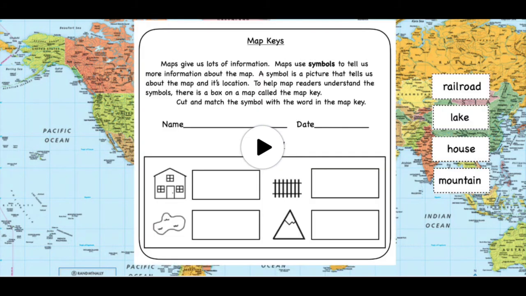On the second page, you have more information about map keys. If you press play, you're going to hear Miss Lime read this to you. It's all about map symbols and keys. Then we have 4 symbols right here that would be part of a map key. We need your help labeling them. Would it make sense to say that this is a symbol for a railroad, a lake, a house, or a mountain? You have to decide. Drag the label over to the spot that you thought it would work.